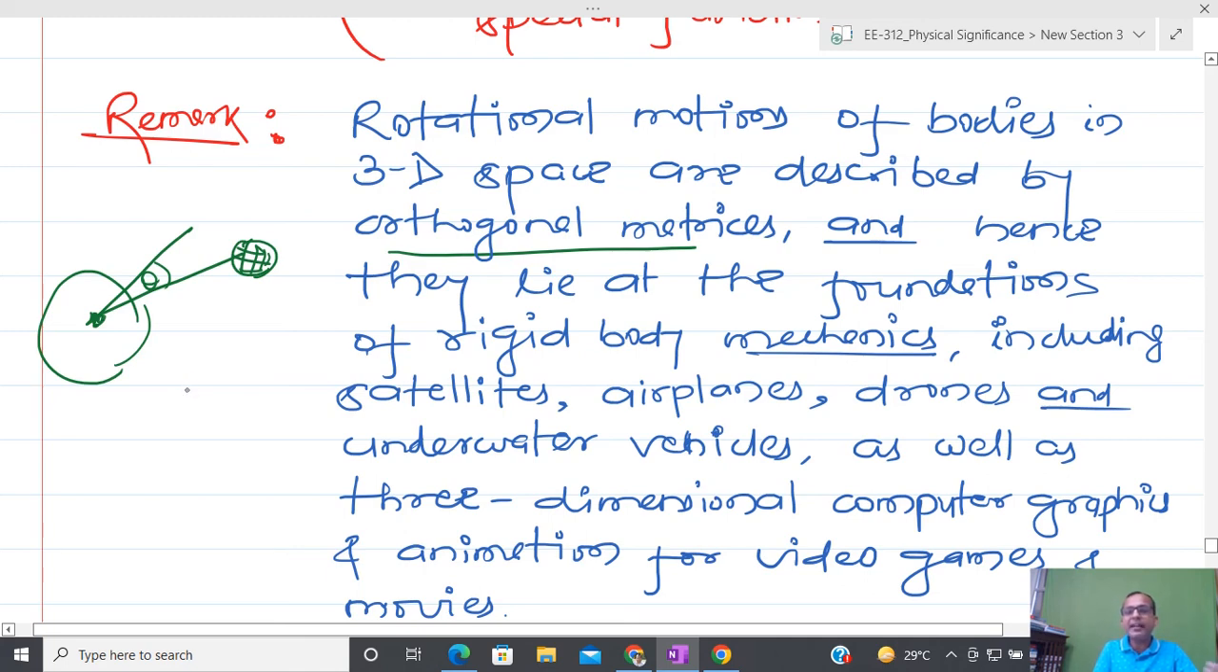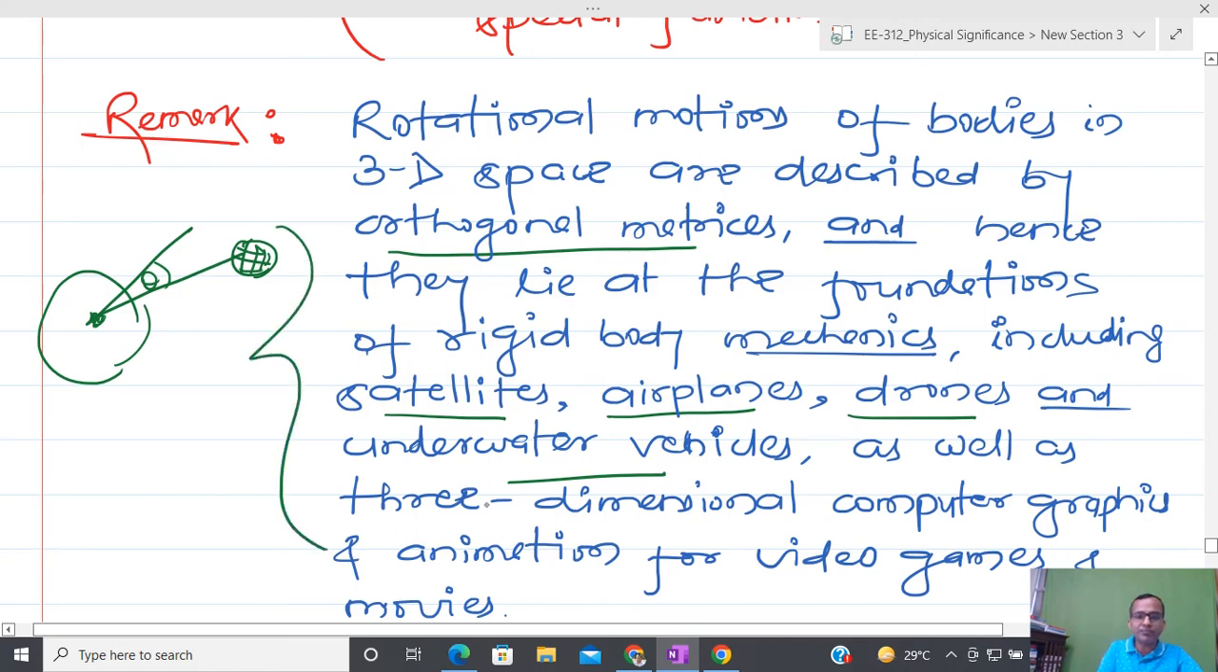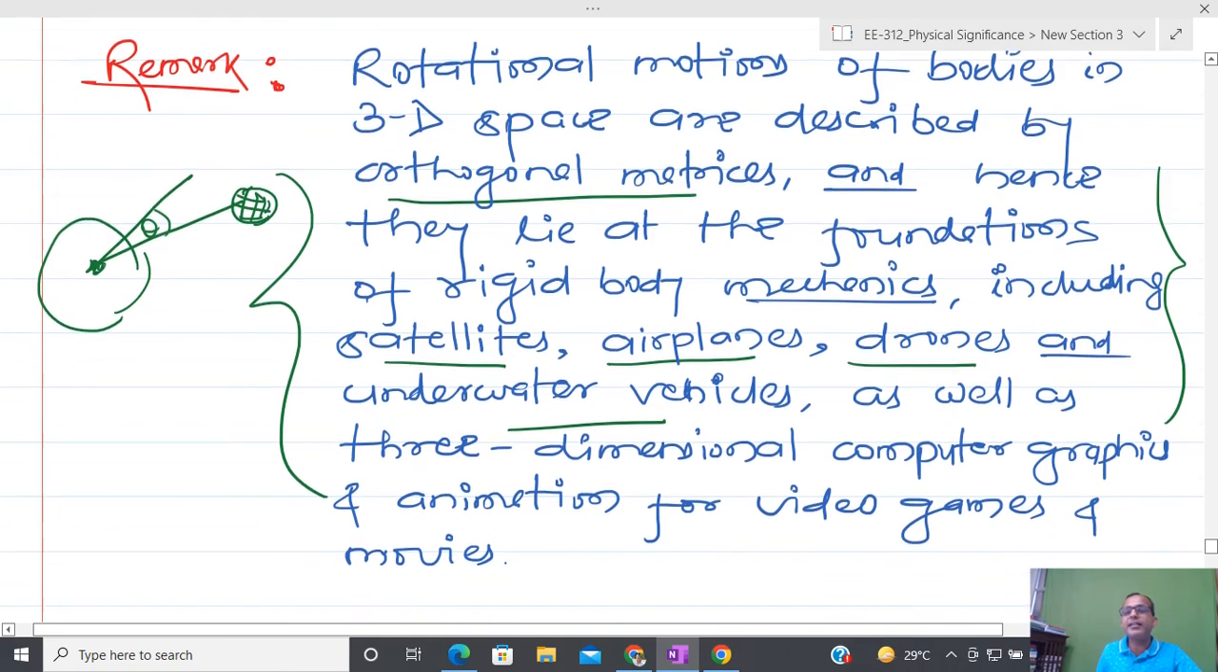Okay, and at that time you cannot tell that rotation in one direction is theta dot, one direction is phi dot or psi dot. If you see rotation in one direction, that is also a function of the other two angles, and at that time I need the help of a rotation matrix to talk about the angular velocity, and that is very important whenever we are dealing with satellites, aeroplanes, drones, underwater vehicles, or computer graphics or animation. Okay, and due to that reason, the role of the orthogonal matrix is very useful for practical system analysis.